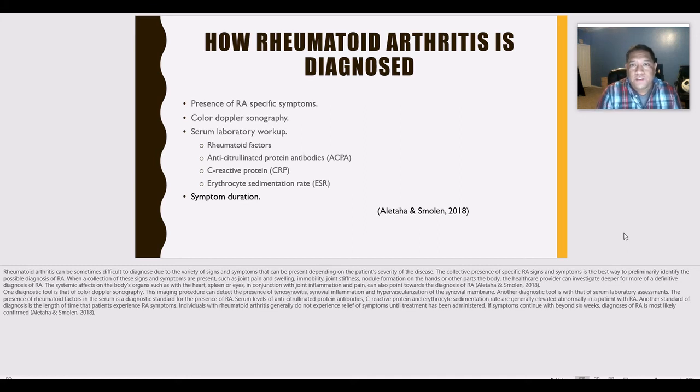And also what's very important is the symptom duration. A lot of arthritis, like with osteoarthritis, pain can come and go. During a flare-up, pain is continuous, symptoms are continuous, and the duration of the symptoms can go on for a very long time.